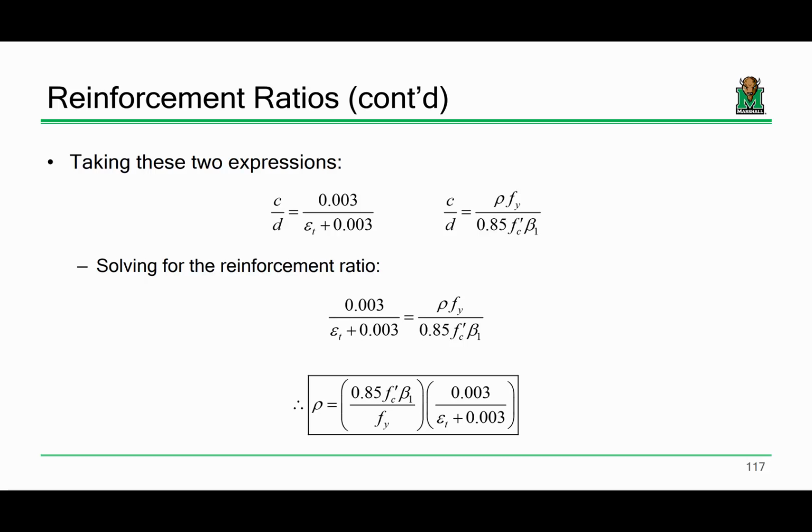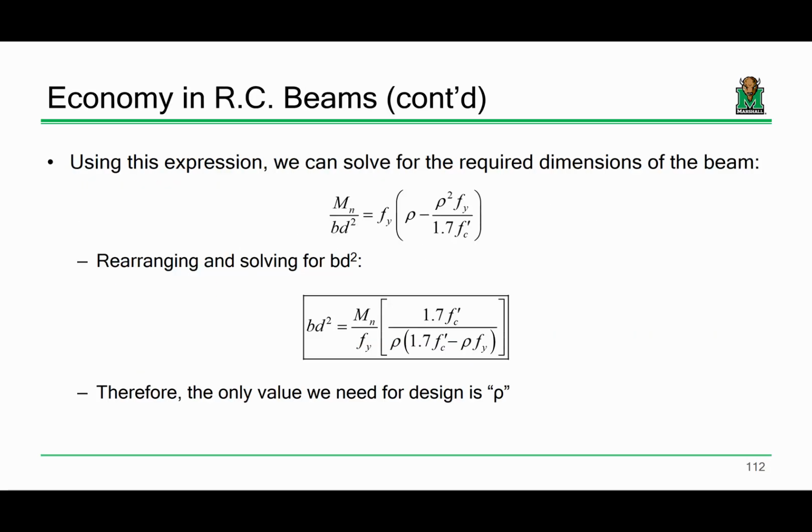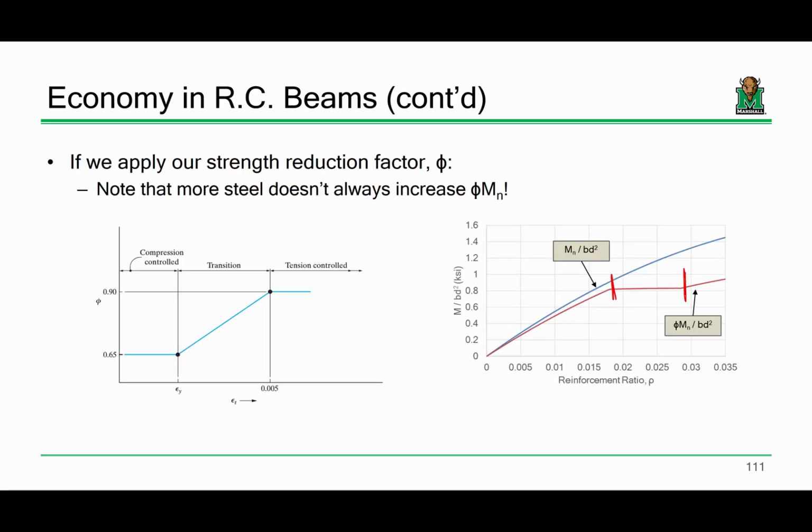Not 0.004. Remember? No, you're guessing now. What's that? 0.005. Remember, here's our, let me go back a little bit. Here's our curve for phi, right? And remember, at 0.005, anything past that, that's when phi goes to 0.9.